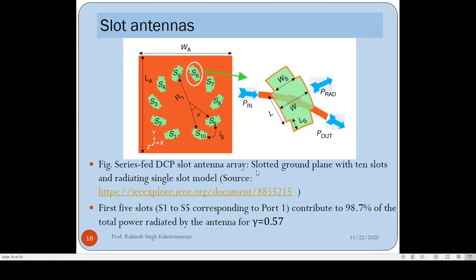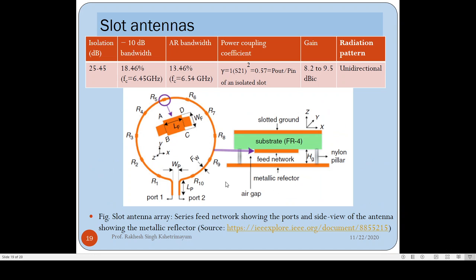I have a power input to this one single slot. This is a power input, this is a power output, and whatever power has gone for radiation, that is power radiation. So you can define a parameter called gamma. Gamma is the ratio of your power output by power input, and it is equal to 1 minus S21 square.